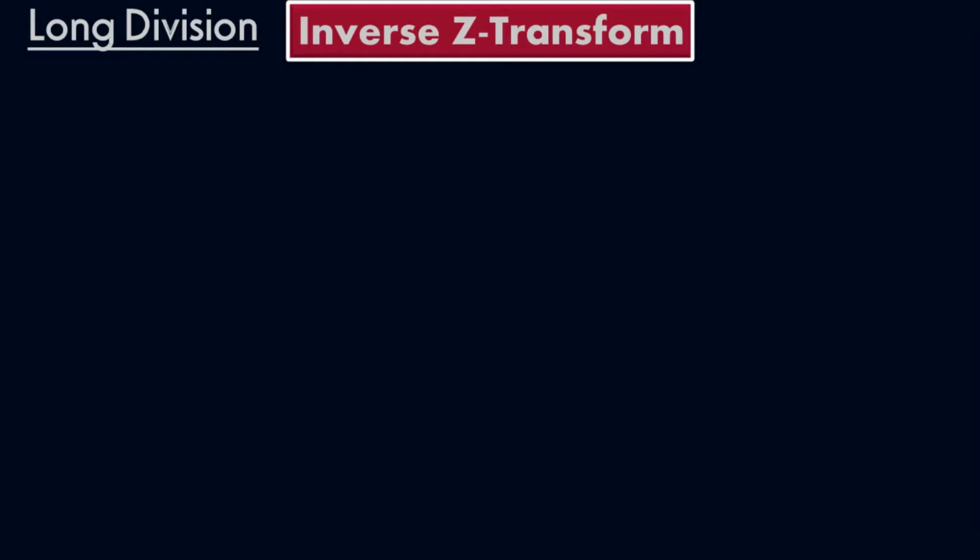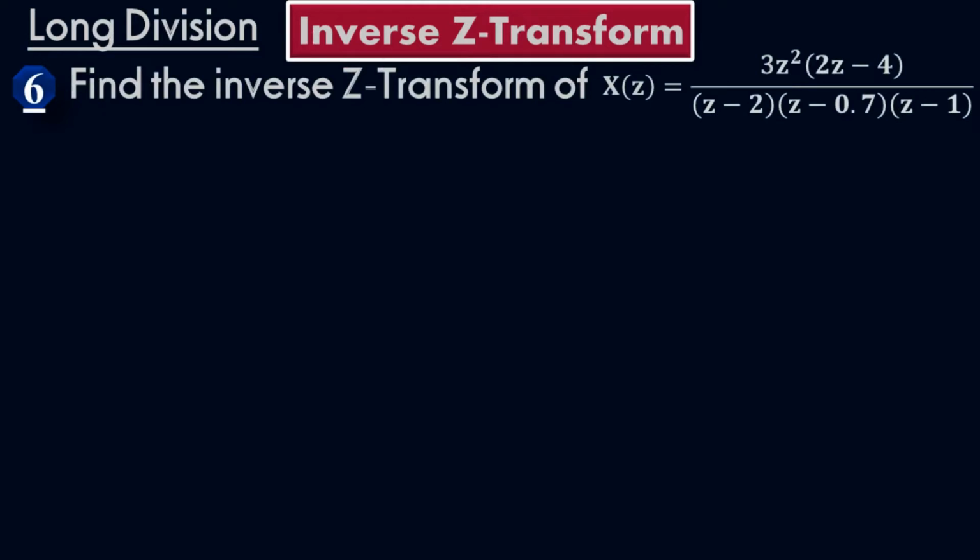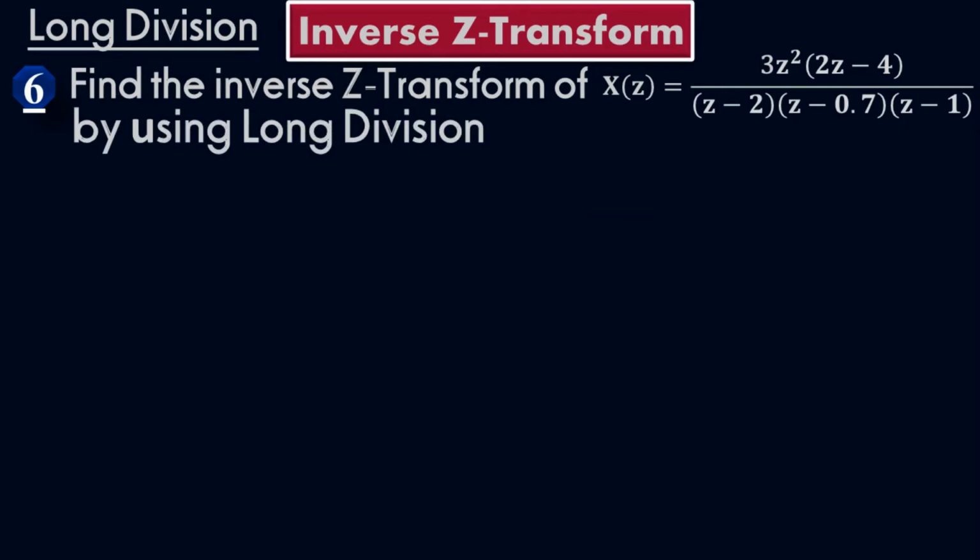Let me solve one problem to find the inverse z transform with the help of the long division method. Problem number 6. Find the inverse z transform of X(z) equals 3z squared (2z minus 4) all over (z minus 2)(z minus 0.7)(z minus 1) by using the long division method.